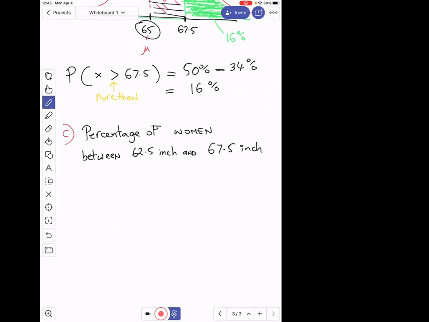So that will be the probability that your x is between. For more than, we use this symbol, which is more than or larger than. Now for between, we're going to use this. So this is 62.5 and 67.5. So your x is larger than 62.5, and your x is less than 67.5.